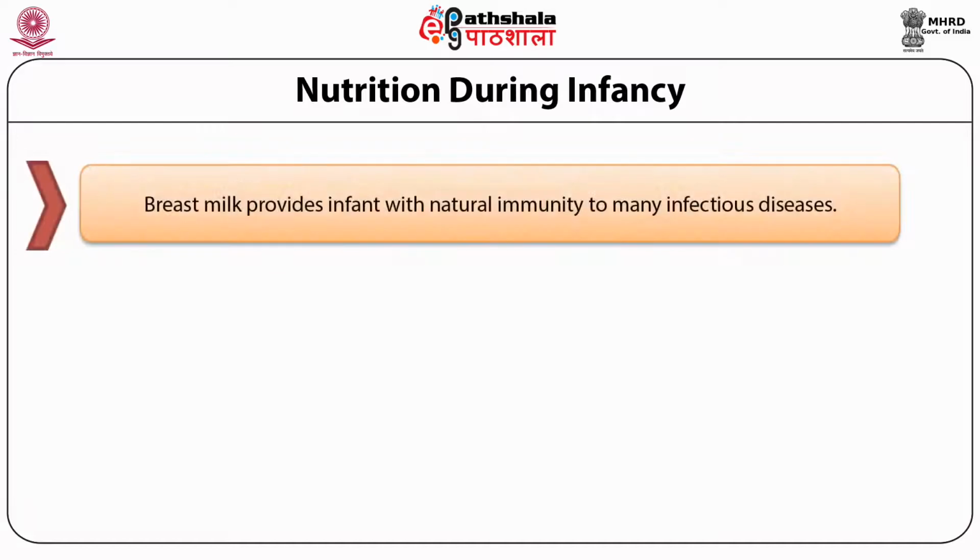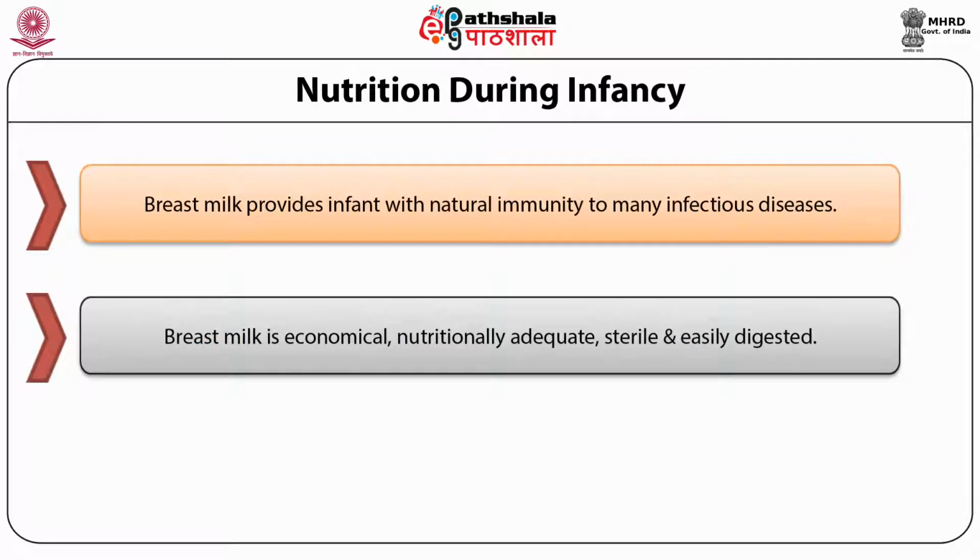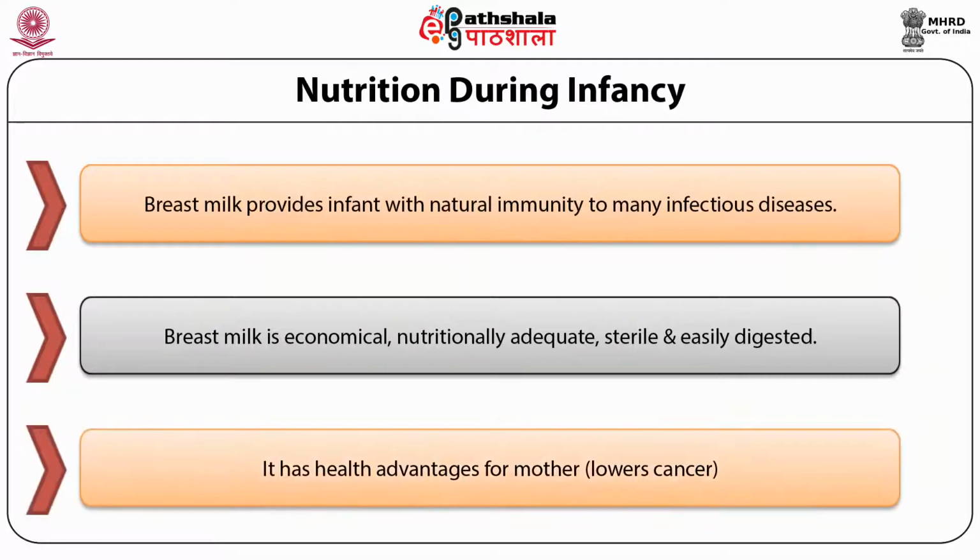Nutrition during infancy is quite crucial. Breast milk, as we all know, is supposed to be the complete food for a child up to 4 to 6 months of age. It provides infants with natural immunity to many infectious diseases. Breast milk is economical, nutritionally adequate, sterile, and easily digested. The child need not have anything else by 4 to 6 months of age if exclusively breastfed. It has health advantages for the mother as well because it lowers the risk of several types of health problems, especially several types of cancers among women.